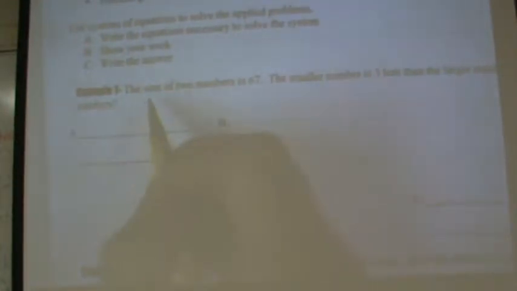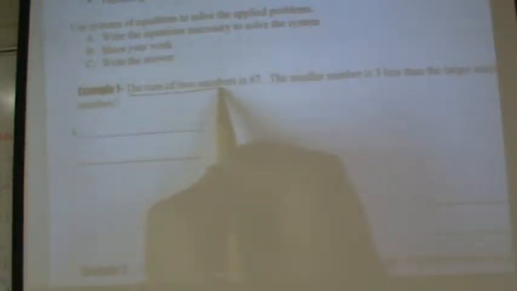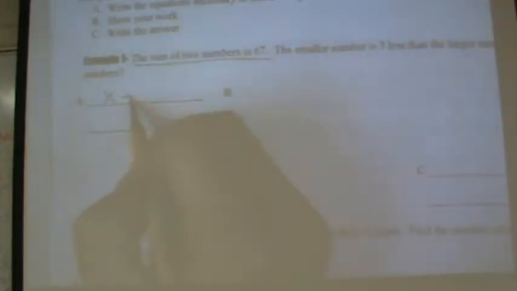Example 1. These are 3.1, 3.2, the story problems on systems of equations. Okay, read the first question. It says, the sum of two numbers is 67. So let's just use x and y to represent our two numbers. How would we write the sum of those two numbers is 67? X plus y equals 67.